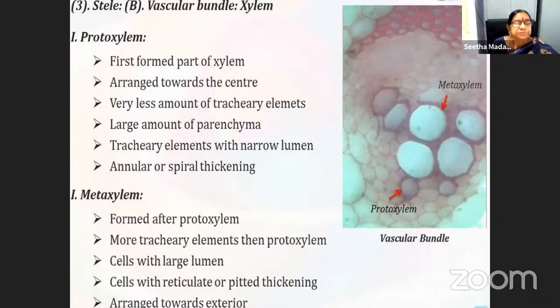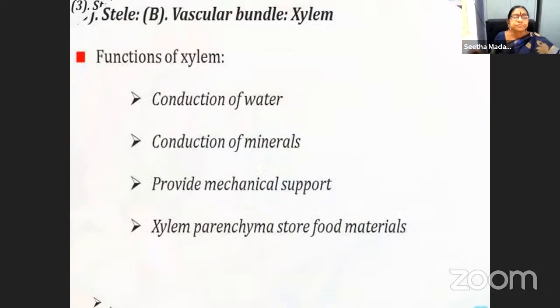Coming to the metaxylem, it is formed after protoxylem, and more tracheary elements are present than in protoxylem. The cells have a large lumen, meaning a cavity, with reticulate or pitted thickening, reticulate meaning net like. They are arranged towards the exterior. The functions of xylem are conduction of water and minerals and providing mechanical support. Xylem parenchyma stores food materials.